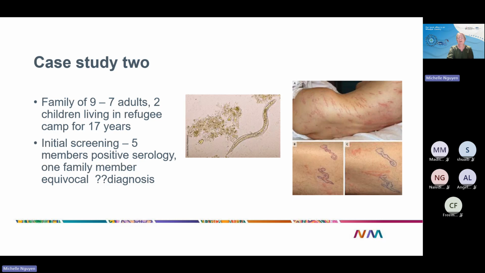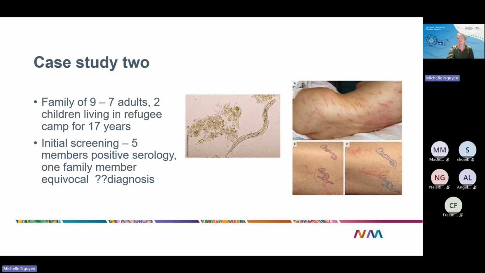So moving on to a second case study. So this was a family of 9 people, 7 adults and 2 children, who'd been living in a refugee camp for around 17 years. On initial screening, 5 of the family members had a positive serology test. So I won't say what it was for, but one family member had an equivocal serology test for this condition.